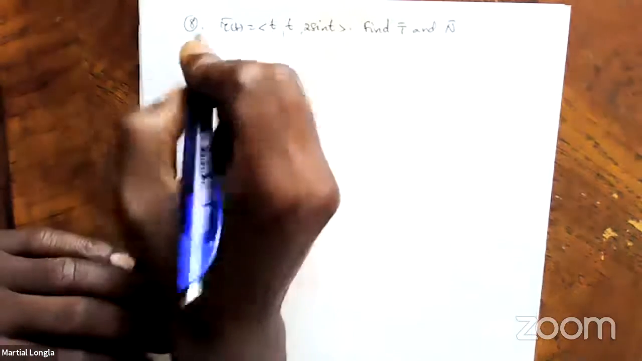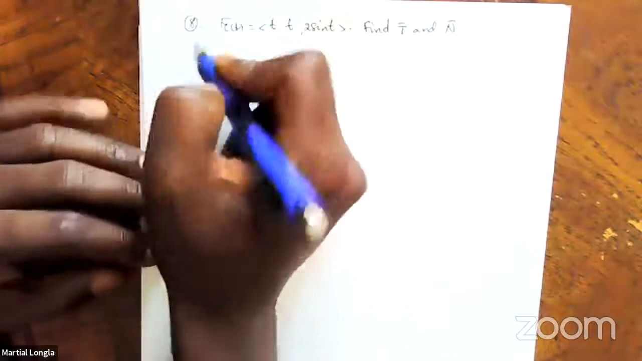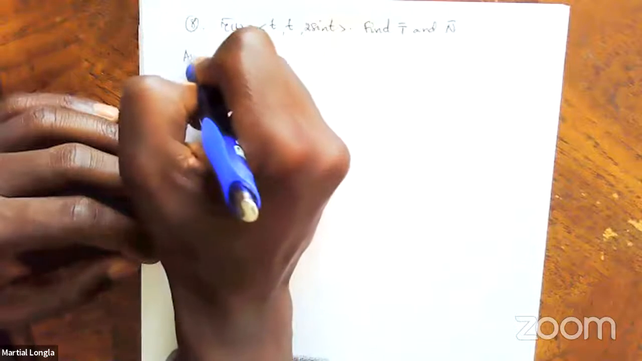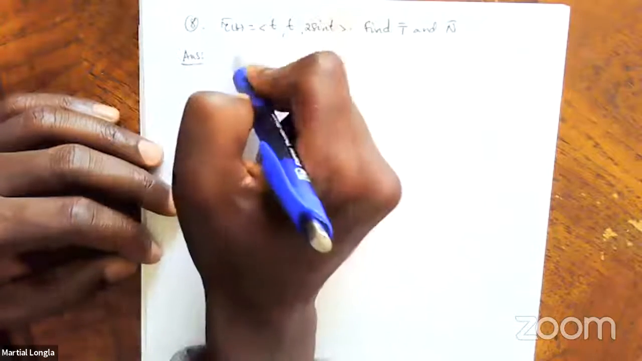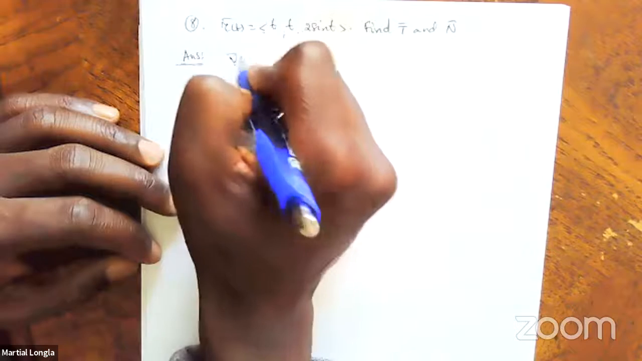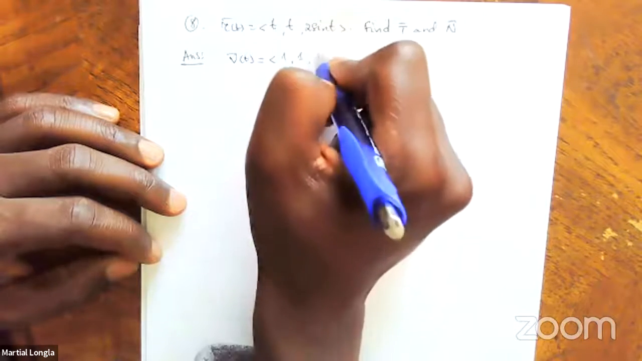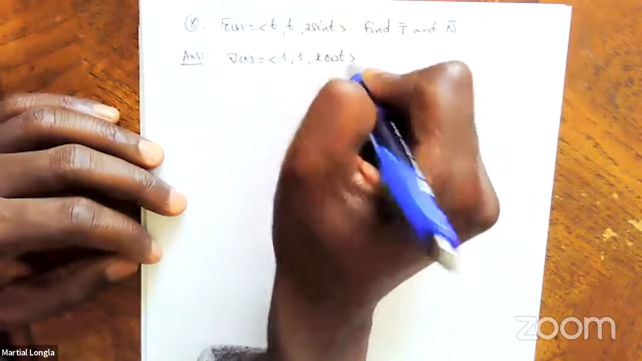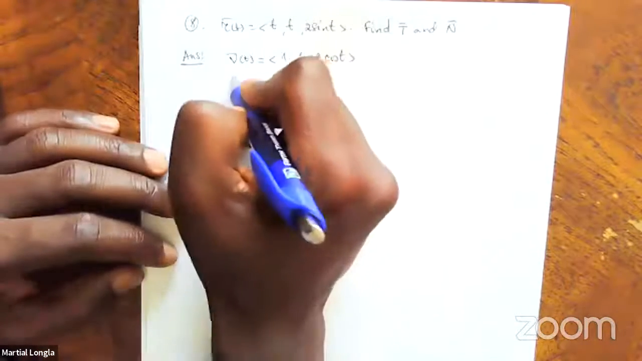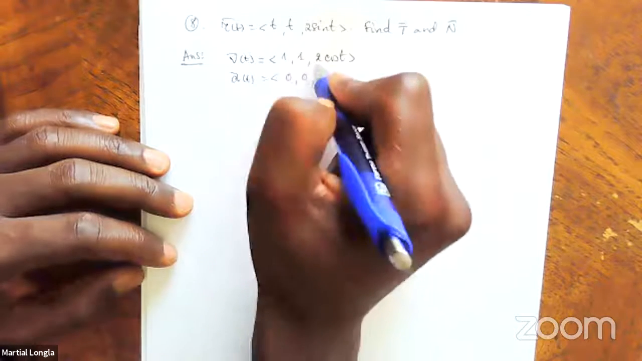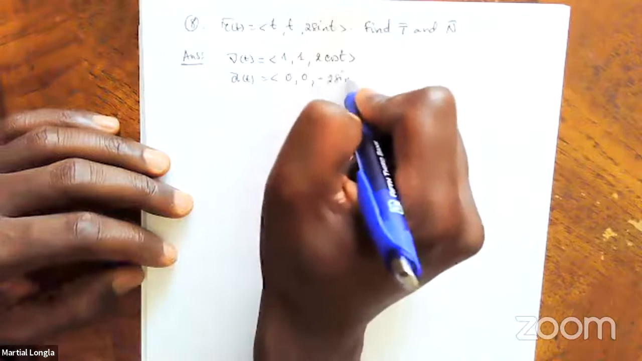So we need to find t and n in this question. So the first thing is you're going to find v of t equals 1, 1, 2 cosine t, and a of t is 0, 0, minus 2 sine t.